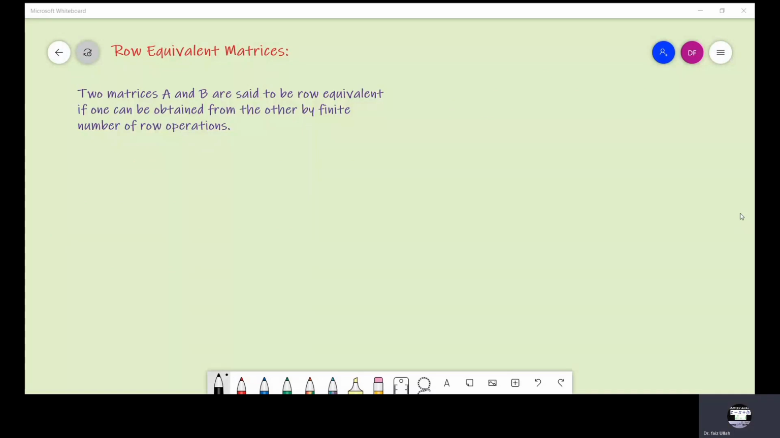Row equivalent matrices. Two matrices are said to be row equivalent if one can be obtained from the other by a finite number of row operations. If a matrix A is row equivalent to another matrix B, symbolically we shall write A is row equivalent to B, as you can see on the screen.